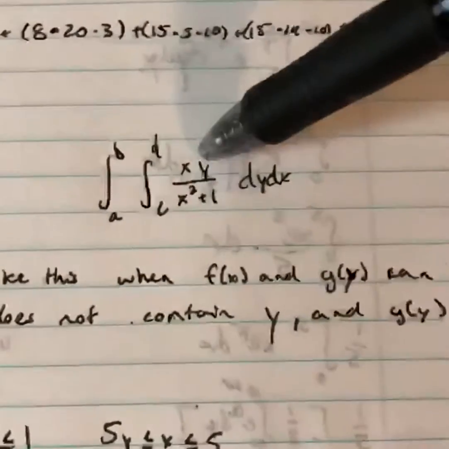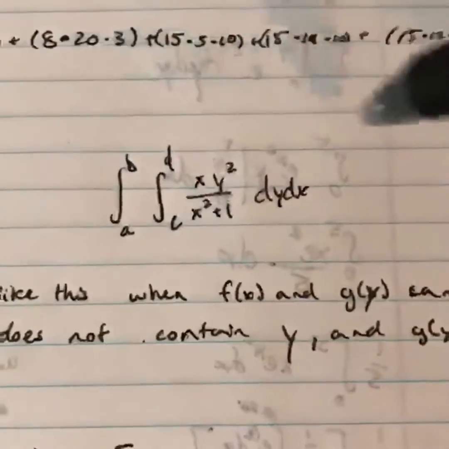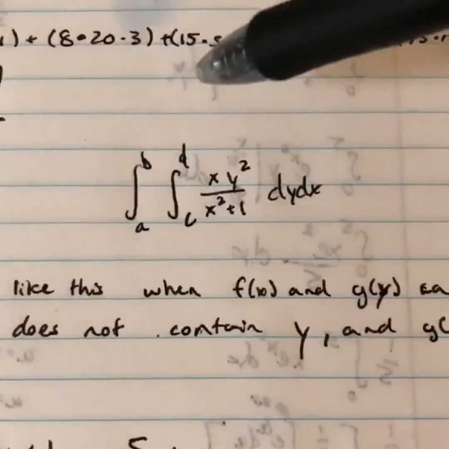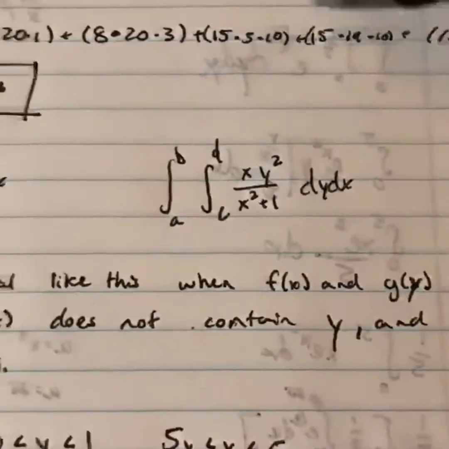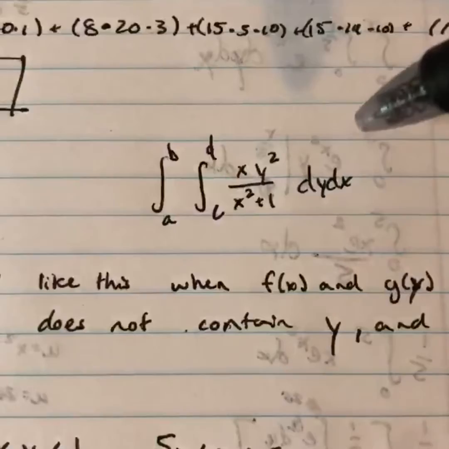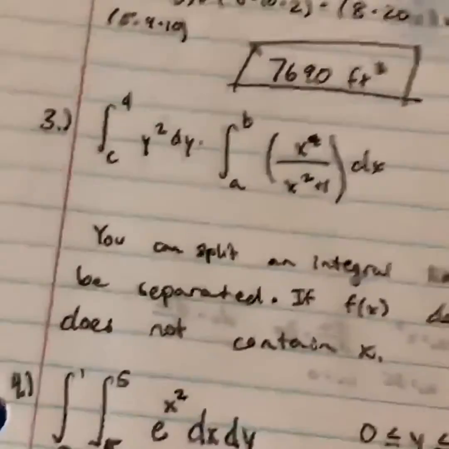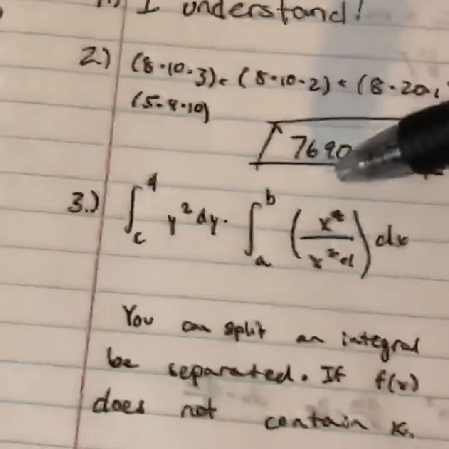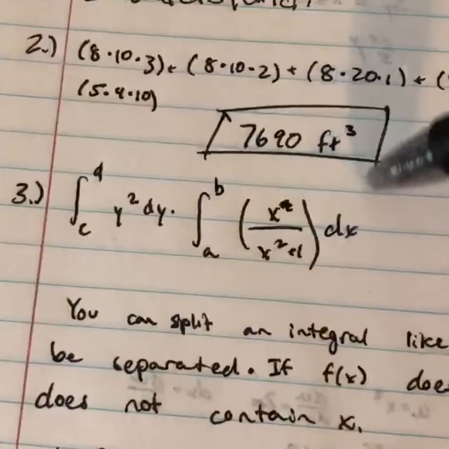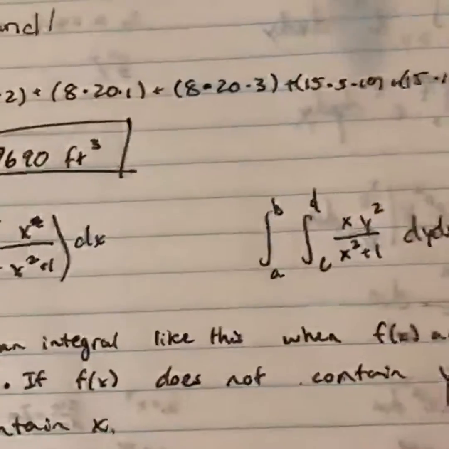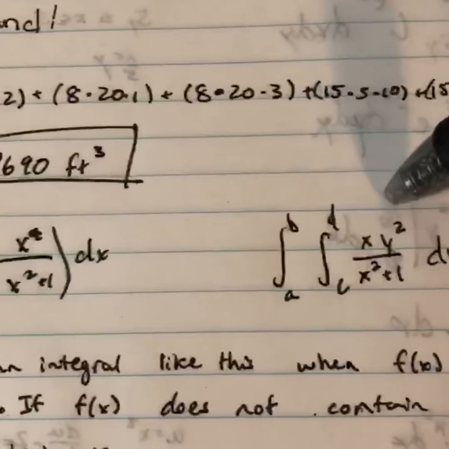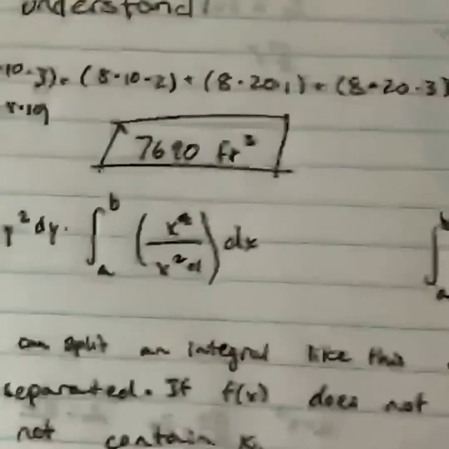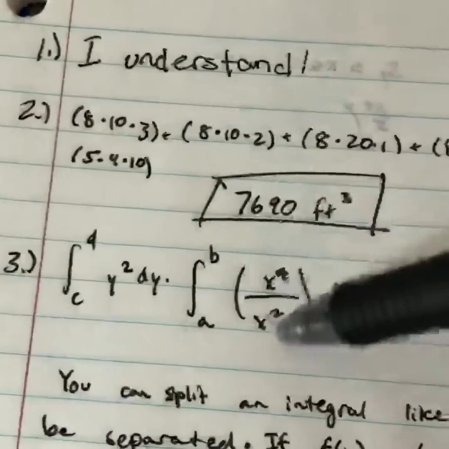So you can separate this double integral if you can manage to separate an f of x and a g of y, and then apply the appropriate bounds to them. So in this case, you can separate y squared over 1 from this total equation, so you get this. So you get y squared dy times x over x squared plus 1 dx, and then you apply the appropriate bound to this. So since it's dy dx, you first apply the integral from c to d, the bound c to d for y, and then the bound a to b for x.